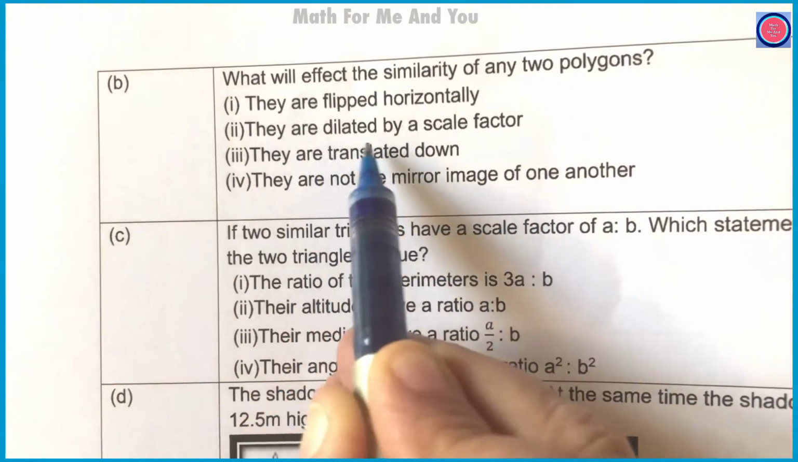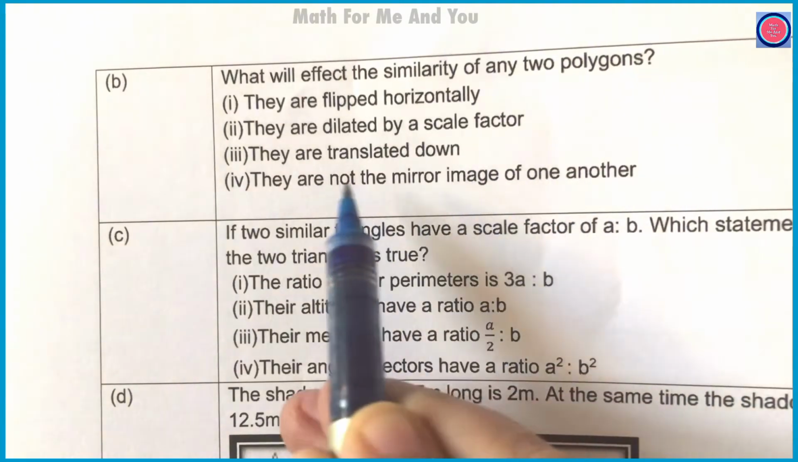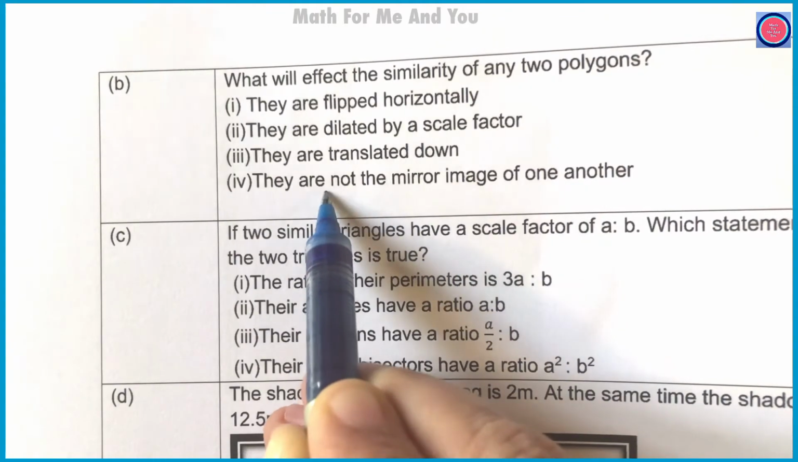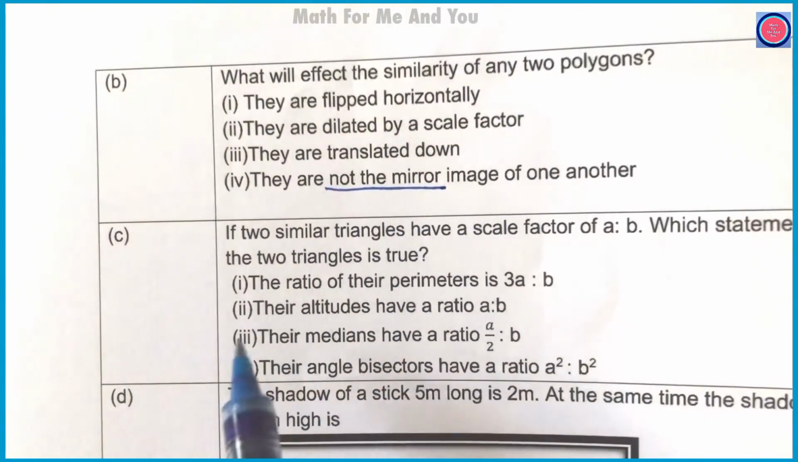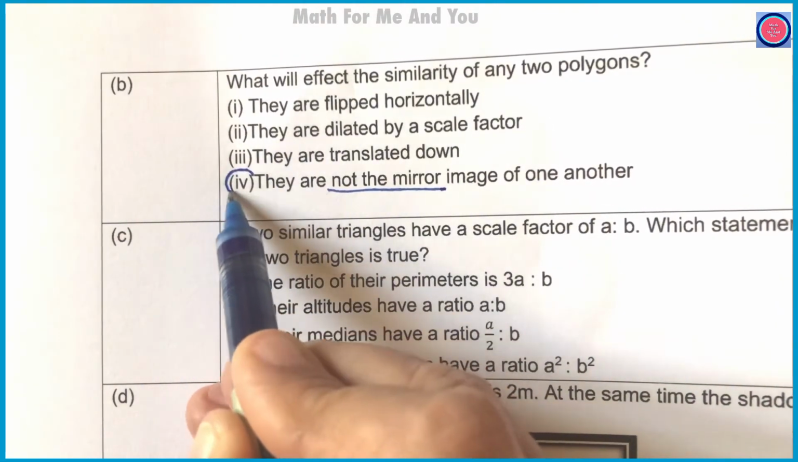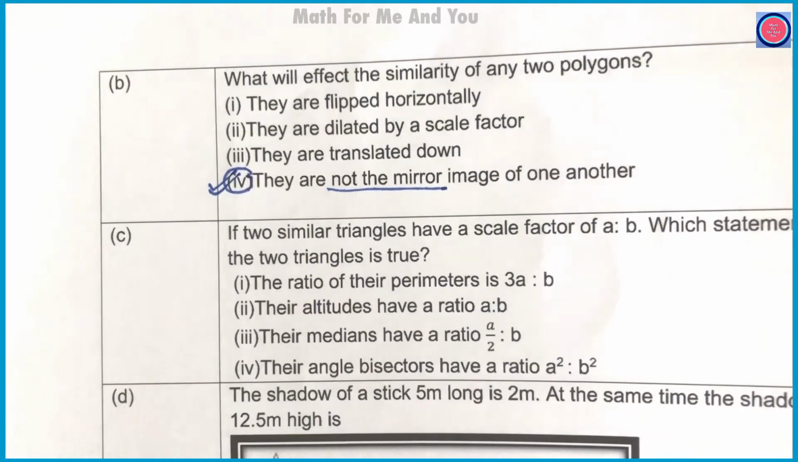Then what will affect? You can see all these will not, but the last option says they are not the mirror image of one another. That means about the reflection. So not the same means it will affect the similarity of 2 polygons. Option 4 is the correct option.